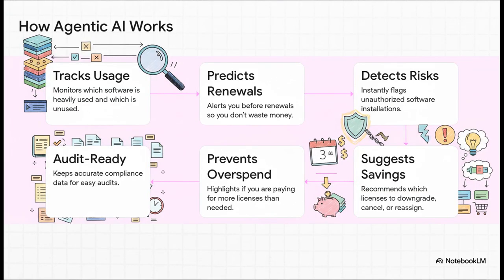So how does it actually work? Well, this agentic AI is always running in the background, keeping an eye on things. It automatically tracks usage, so you know exactly what's being used and what's not. It actually predicts unnecessary renewals and flags them for you before you waste any money. It's constantly scanning for compliance risks, suggesting real ways to save cash, and pointing out where you might be overspending. Basically, it keeps you audit ready all the time without you having to lift a finger.